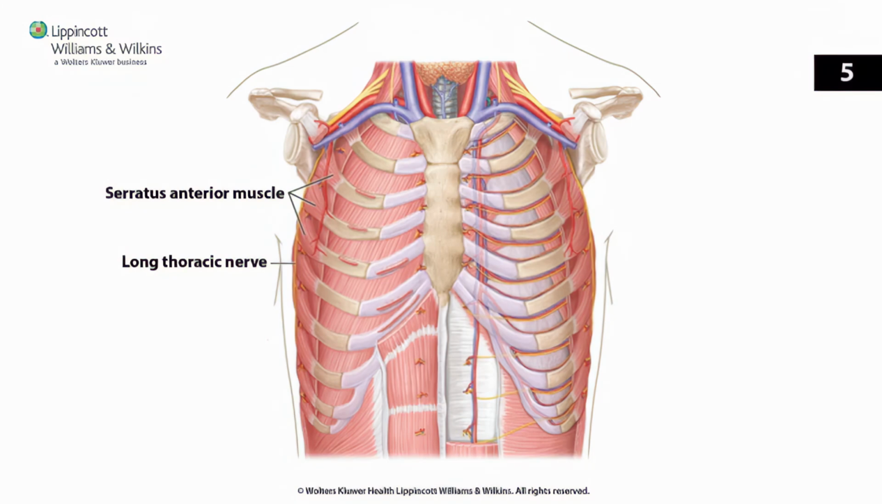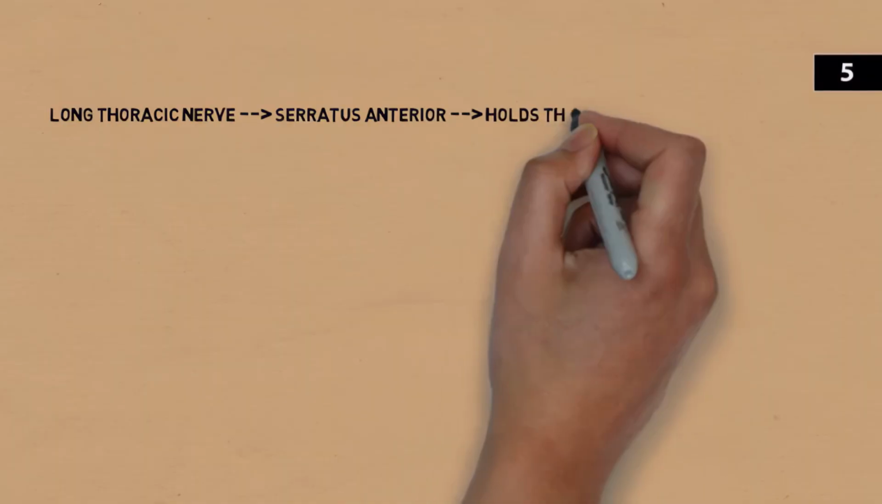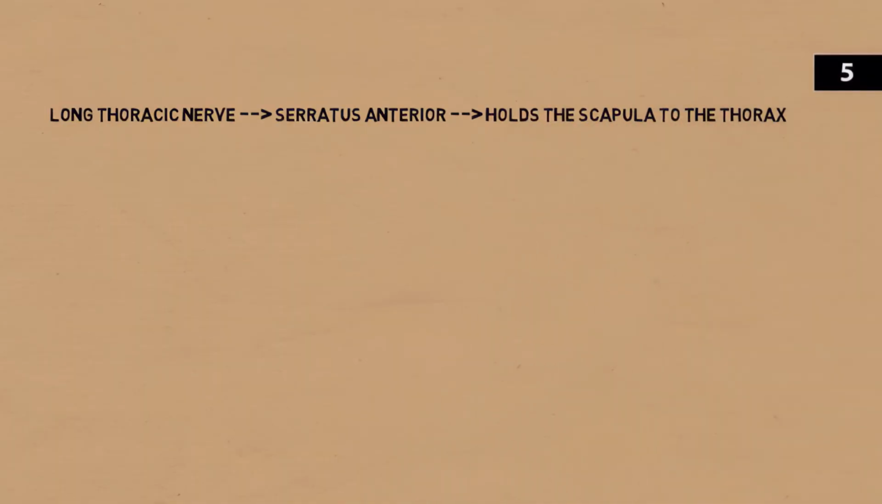Remember the mnemonic SALT. Now the serratus anterior is a muscle that originates on ribs 1 through 8, and then inserts at the medial border of the scapula. So the muscle's just below the armpits. It holds the scapula onto the thorax.